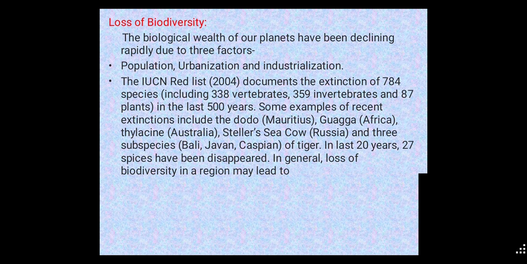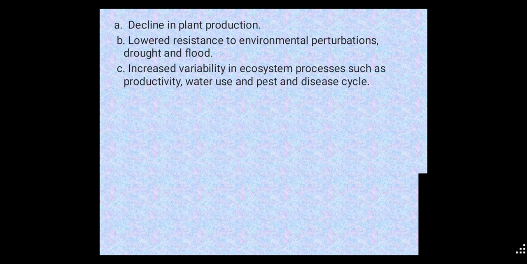In general, loss of biodiversity in a region may lead to decline in plant production, lowered resistance to environmental perturbations such as drought and flood, and increased variability in ecosystem processes such as productivity, water usage, and pest and disease cycles. By all these reasons, loss of biodiversity occurs.